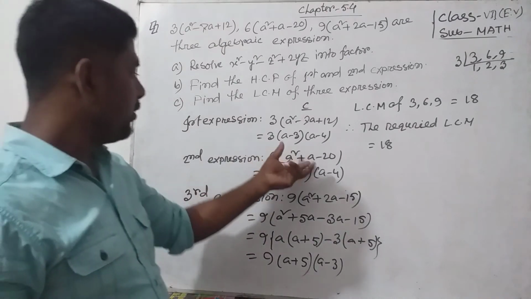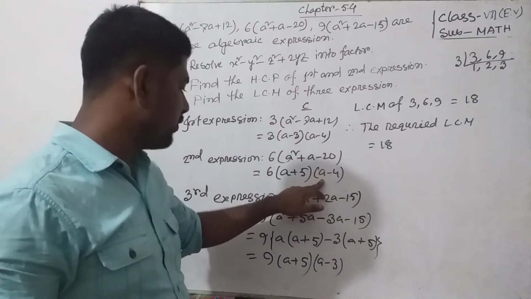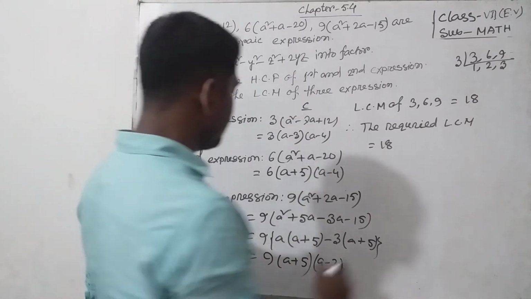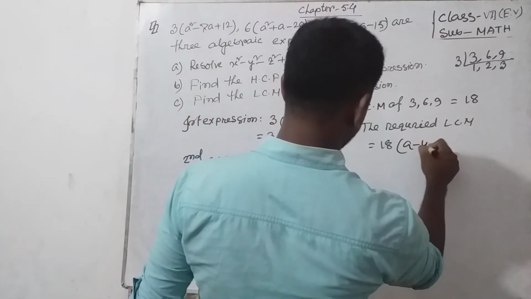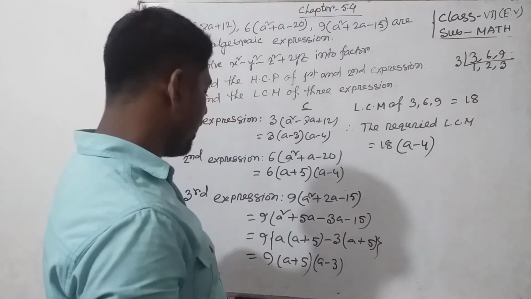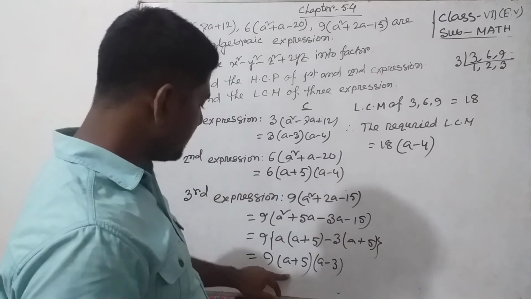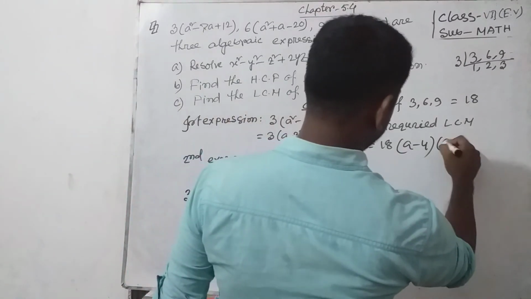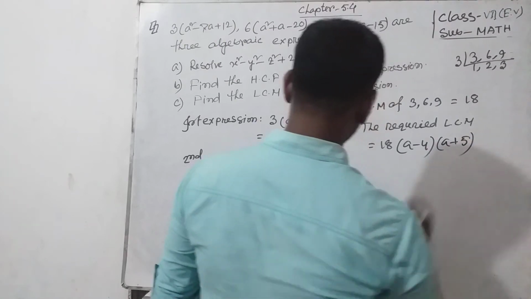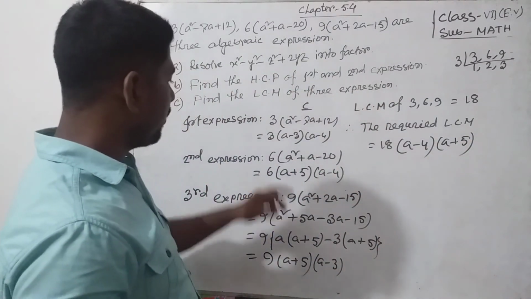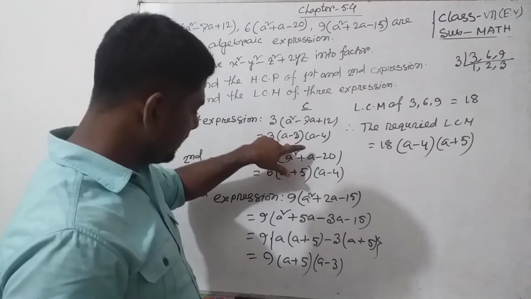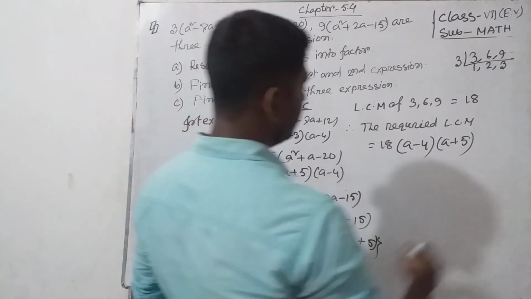At first I write the common factor a minus 4. Uncommon a plus 5. Okay. Uncommon factor a minus 3.